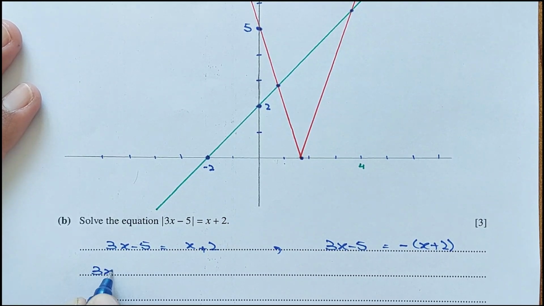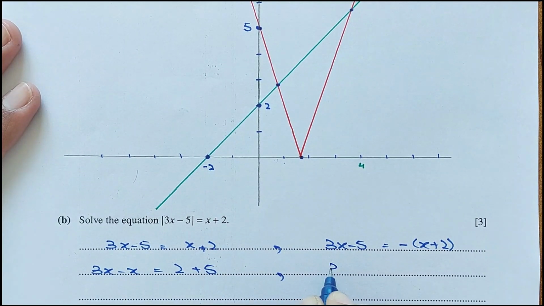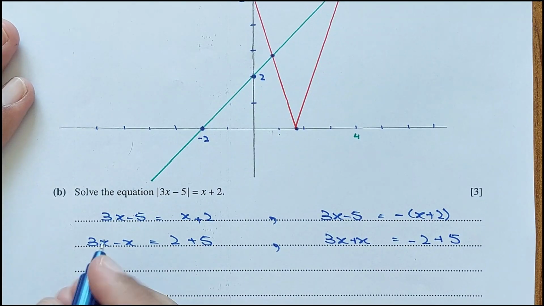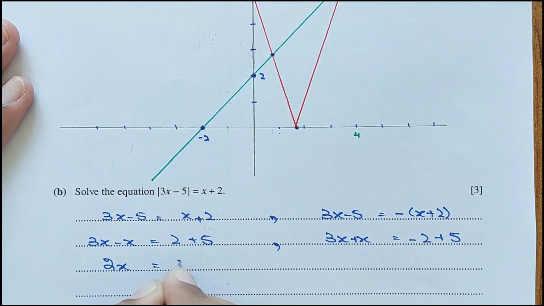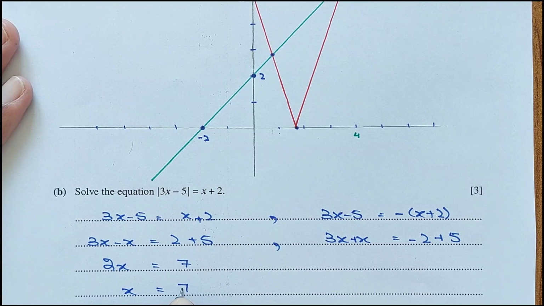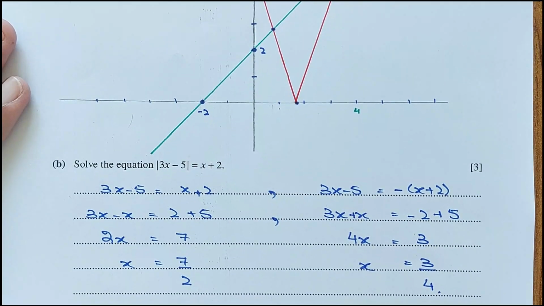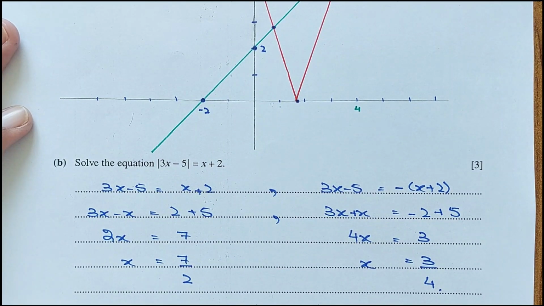Now 3x minus x would be 2 plus 5. And here 3x minus x would be, this minus becomes plus, right? Minus 2 plus 5. Now here we have 2x equals 7 and x is 7 by 2. And here 4x equals 5 take away 2, which is 3, and x is 3 by 4. So these are the two solutions, 7 by 2 and 3 by 4.